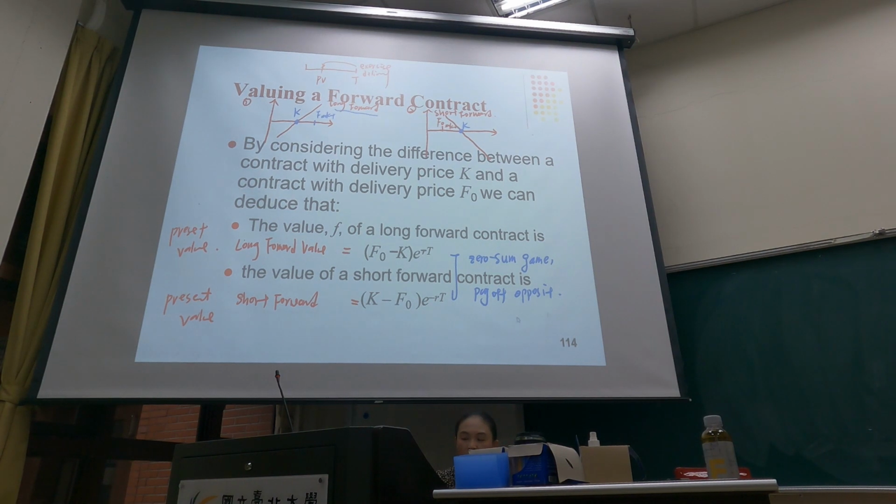Okay, finally, before we turn to the next slide, let's give a symbol for the value of the forward contract. So for the long forward value, can you write down F? And if I were you, I would put long in lowercase. And then the short forward would be F short. We okay with this?